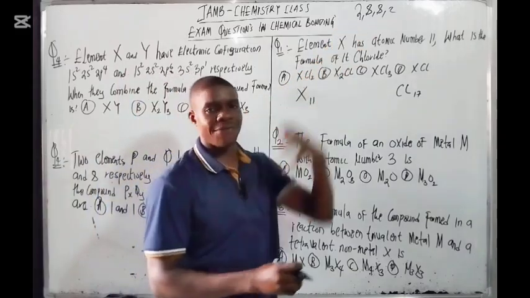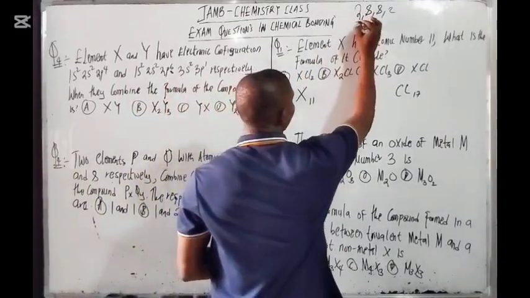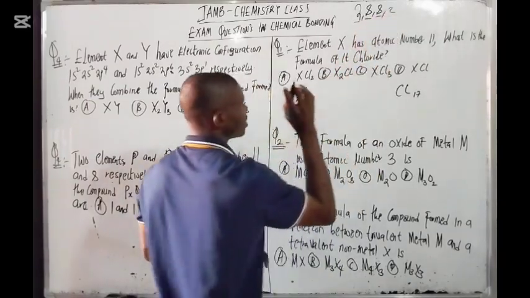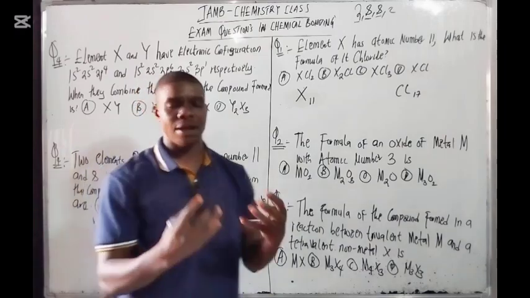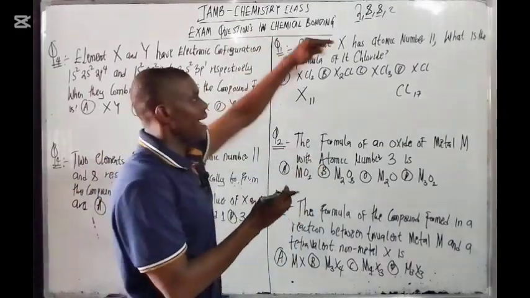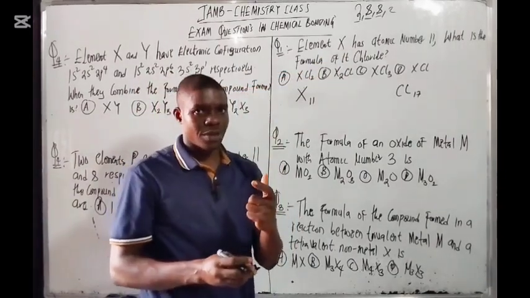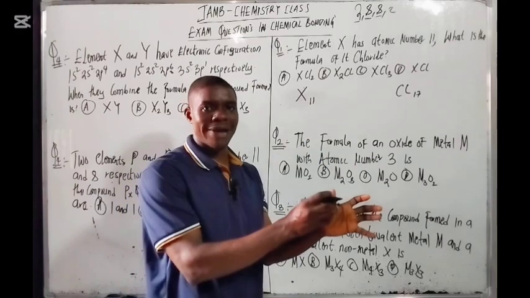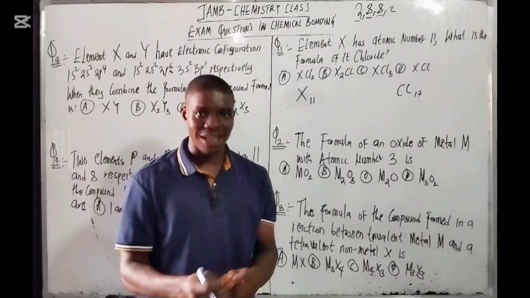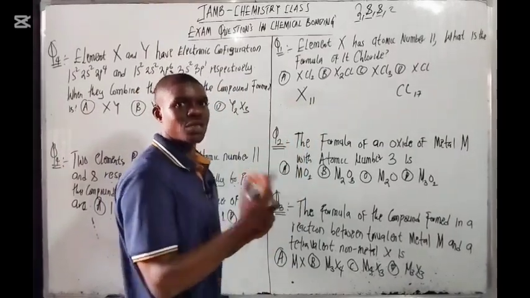Here we are using the first 20 elements. What does it mean? The first shell takes 2 electrons, the second shell takes 8 electrons, and the third shell takes 8 electrons. This fits what we are trying to do here. For element X, the atomic number is 11. In a neutral atom, the atomic number is the same as the electron number, so the electron number is 11.